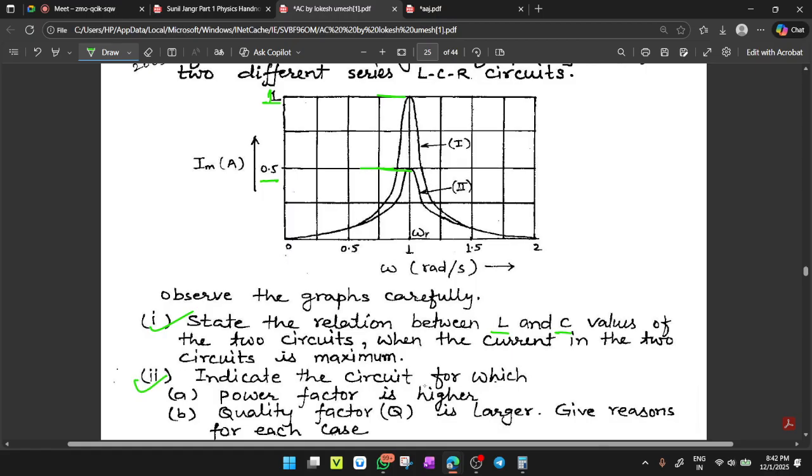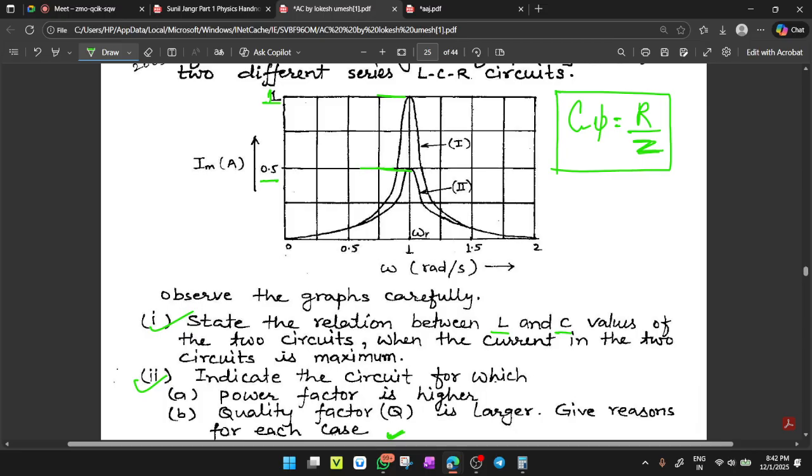Second, indicate the circuit for which power factor is high. So power factor should be introduced here. So what is power factor? Cos phi equals R by Z. So this is your power factor. Cos phi equals R by Z. So indicate which circuit's power factor is higher. Second, for which quality factor is larger. Give reason for each case.